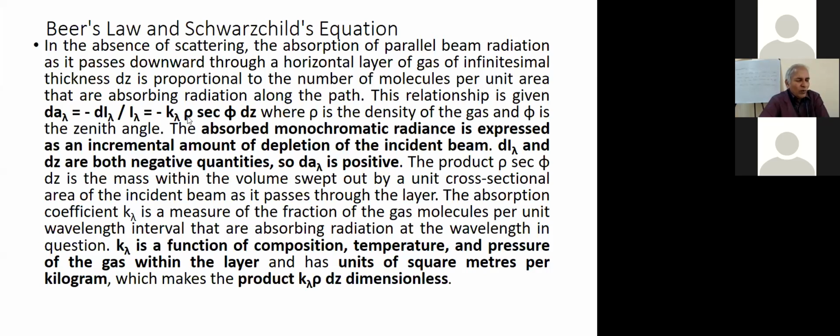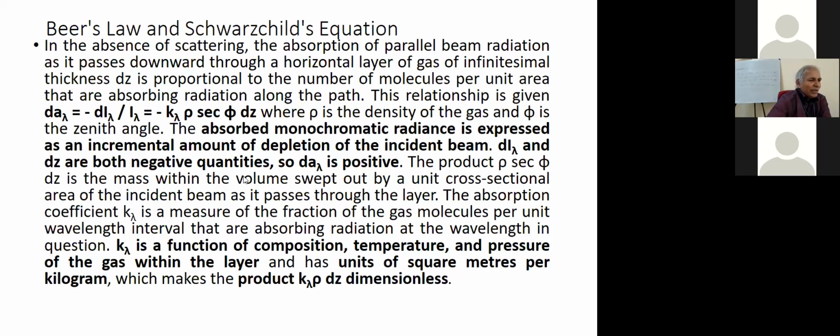Basically rho is the density, and this is the unit cross-sectional area we are considering, so dz gives the volume. This is mass per unit volume. So this whole thing is mass per meter square, and K lambda is going to have square meter per kilogram. So the product becomes dimensionless.